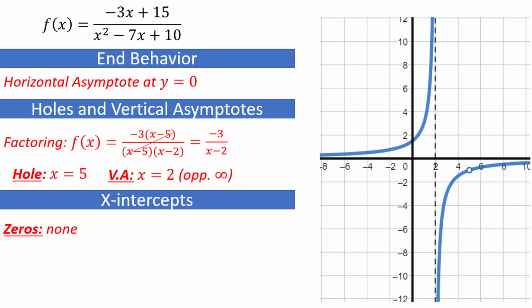Here's the graph of this function. We can see the hole at x equals 5 and the vertical asymptote at x is equal to 2, which is approached at opposite infinities on either side due to the odd multiplicity. The graph also approaches the horizontal asymptote of y equals 0 as x approaches either positive or negative infinity.